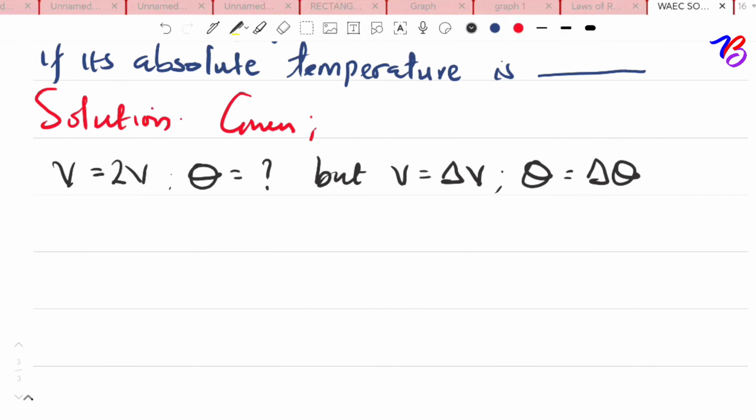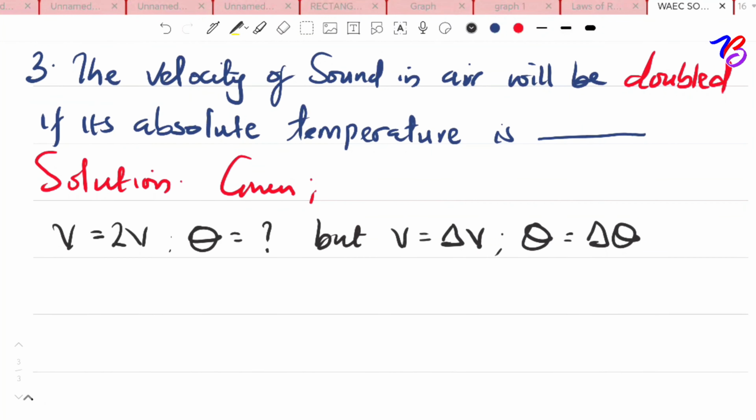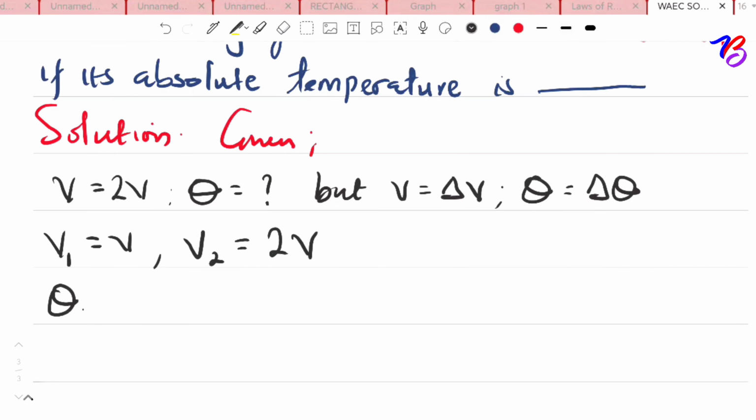Okay, so our parameters now: if you check it, you see that we have V1 to be V, then we have V2 to be 2V, doubled. Are you here? Then our theta 1 is theta, then our theta 2 is unknown. Now let's refresh our memory.